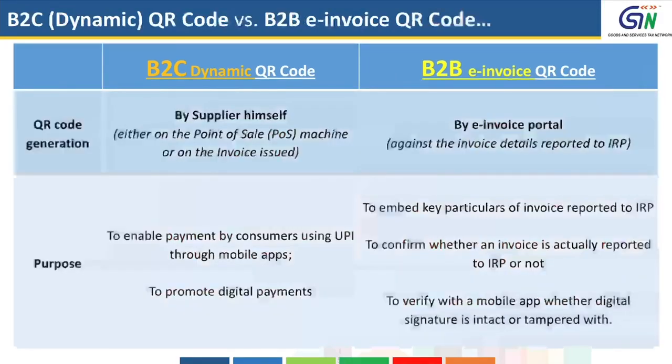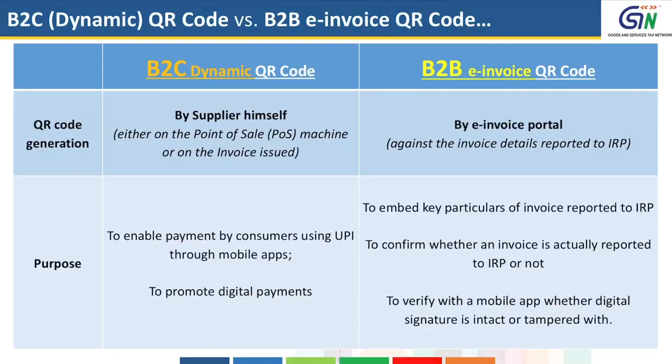Who generates the QR code? In case of dynamic QR code, it is by the supplier himself, either on his point of sale machine or on the invoice copy issued. In case of B2B invoicing, the QR code will be generated by the invoice registration portal, that is IRP. And what is the purpose of B2C dynamic QR code? It is to enable payment by customers using UPI through mobile apps, etc. For example, the payments we make at the billing counters when we go to supermarkets. And this is to promote digital payments as against cash payments.